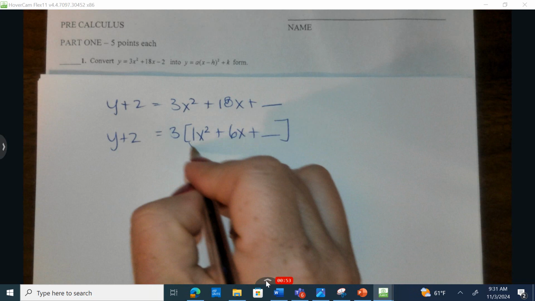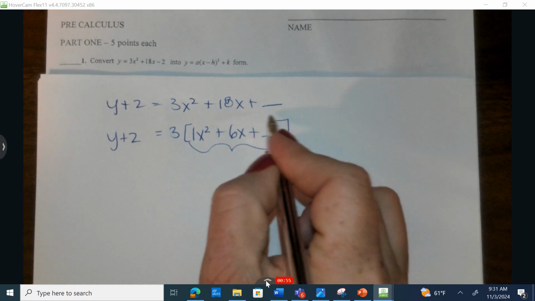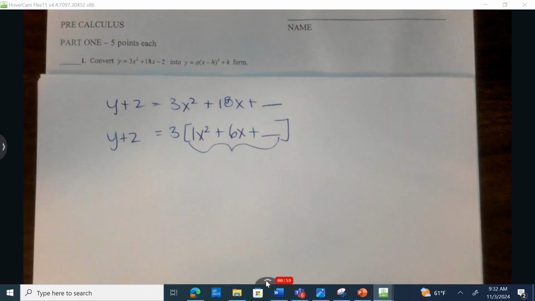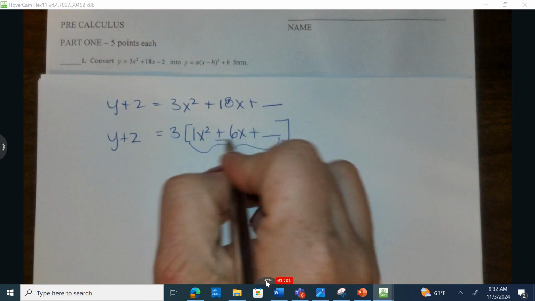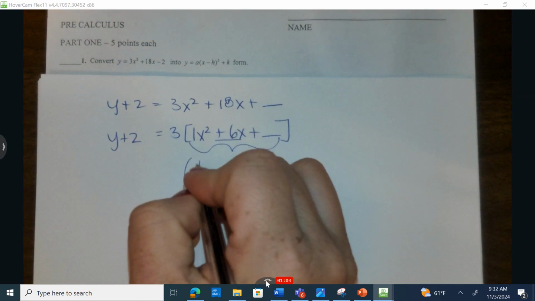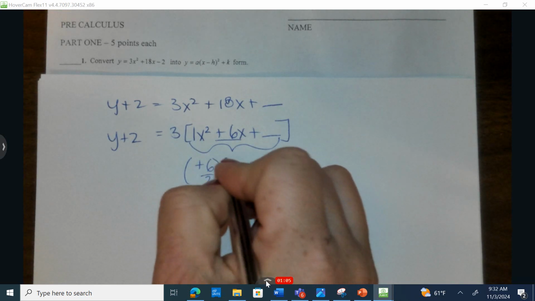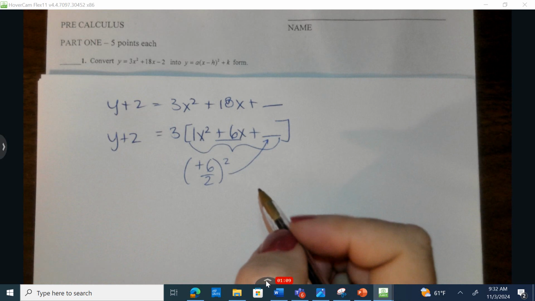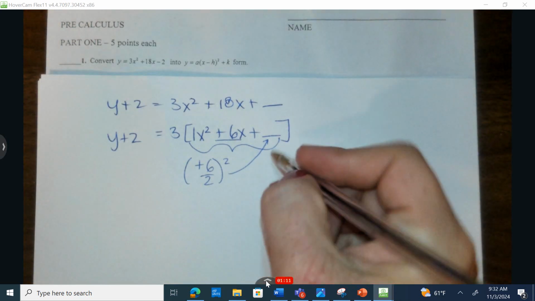Now, we want to take this trinomial and figure out what value here allows me to factor it in a specific way. And there's a shortcut for that. We take whatever the b value is, including the sign, we always divide it by 2 and square it. That's what's going to go into this position. So 6 divided by 2 is 3, and 3 squared is 9.